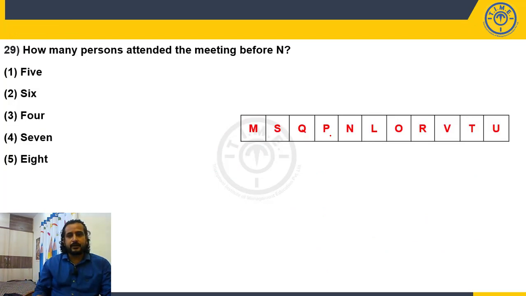How many persons attended the meeting before N? Before N, how many are there? 1, 2, 3, 4. Choice 3.